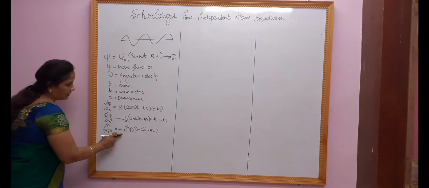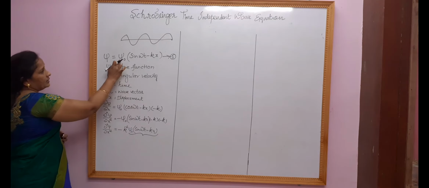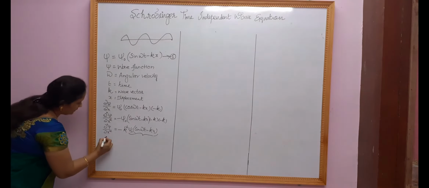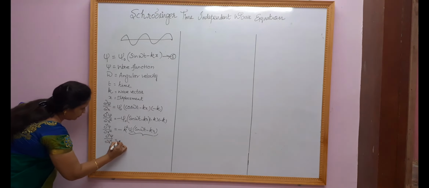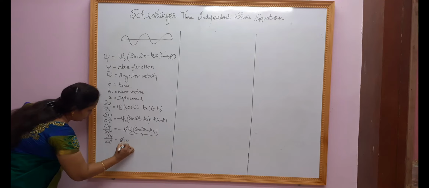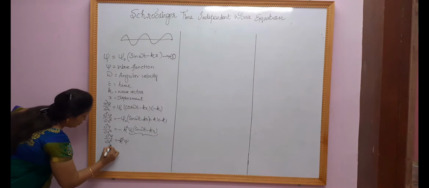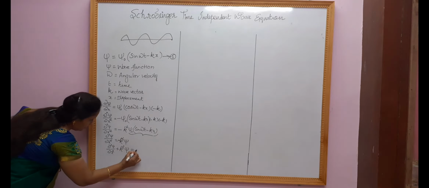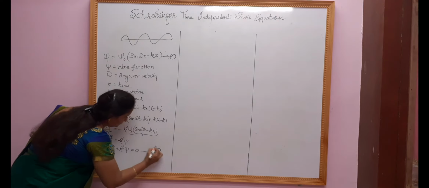When you see this expression, we know psi 0 sin(omega t minus kx) is nothing but psi. So replace this term with psi. So dou square psi by dou x square is equal to minus k square psi, or dou square psi by dou x square plus k square psi is equal to 0. This is your equation number 2.